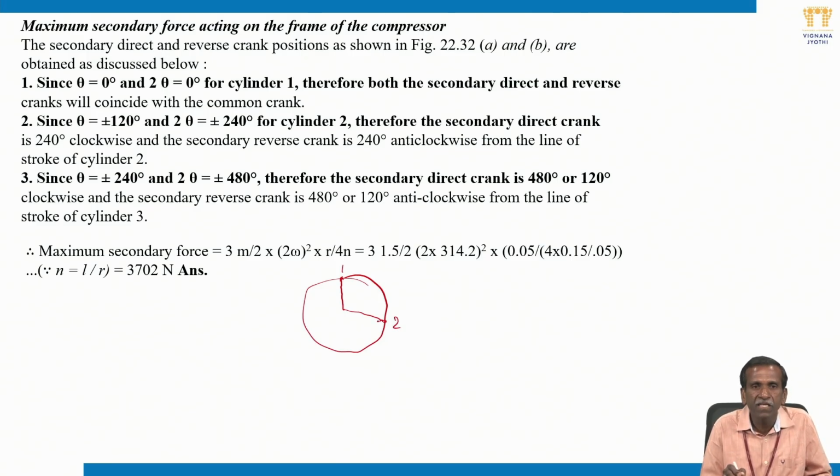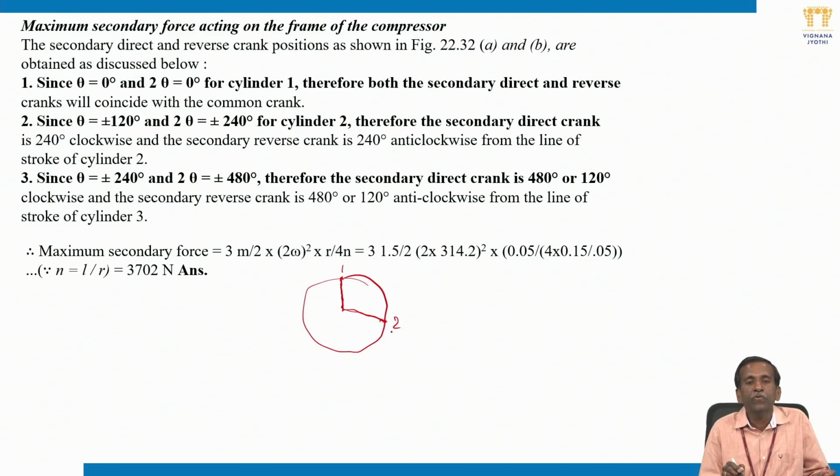Let us talk about the positions. For the direct cranks, the first one, because it is 2 theta, coincides with the initial original crank. The second cylinder is plus 120, and 2 theta means plus 240, so it should rotate clockwise. That is its position. This is the direct crank position of the cylinder 2 mass attachment on the crank. And the third one is plus 240.